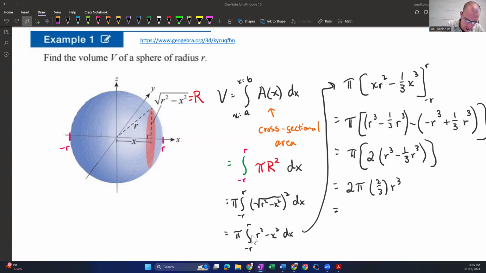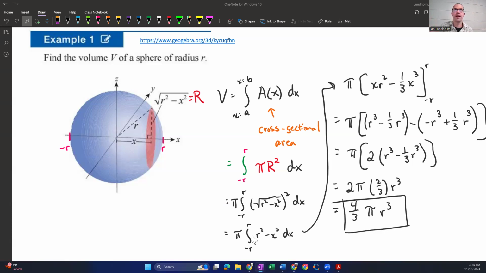And so in the end, we get 4/3 pi r cubed, which is the volume for a sphere. So we just did calculus to do that. And we actually added up a bunch of little cross sections of the sphere to get the entire volume. And I hope you appreciate that. This is a powerful thing.